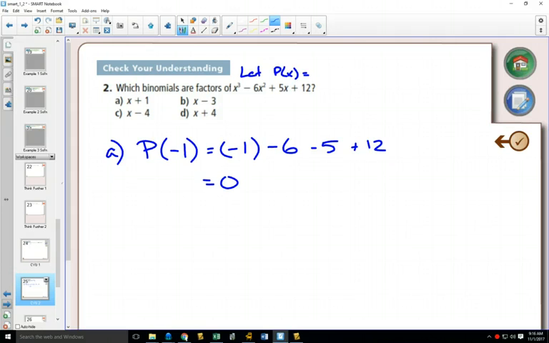What does that mean? So x plus 1 is a factor. And we found one factor already.